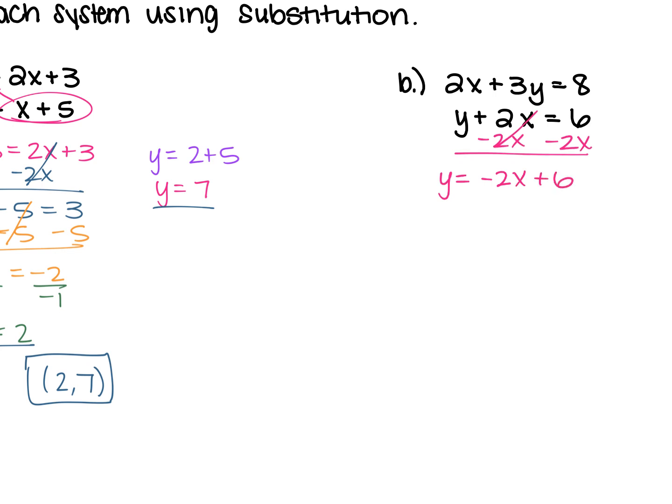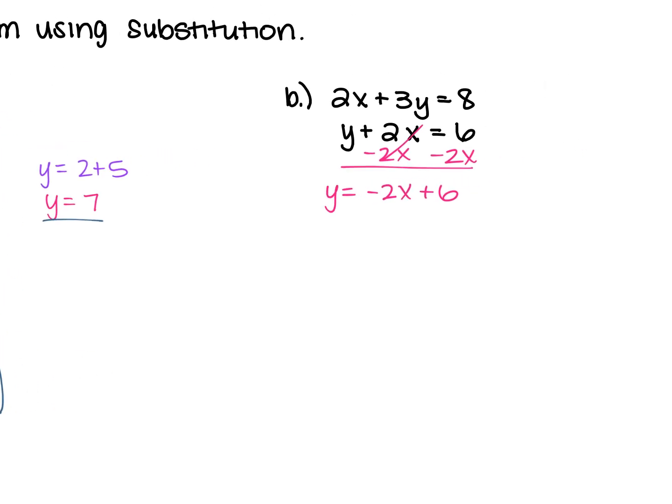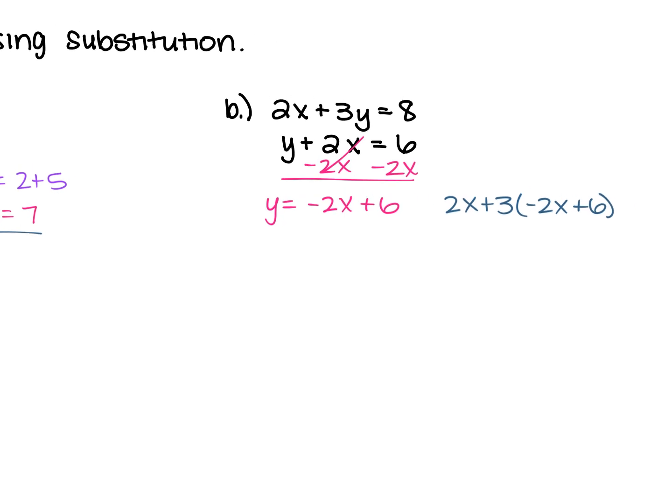So now that we have what one of those variables is equal to, we're going to use that expression, the negative 2x plus 6, and plug it in for y in the top equation. So that's going to give us 2x plus 3 times y, which we said is negative 2x plus 6, is equal to 8.